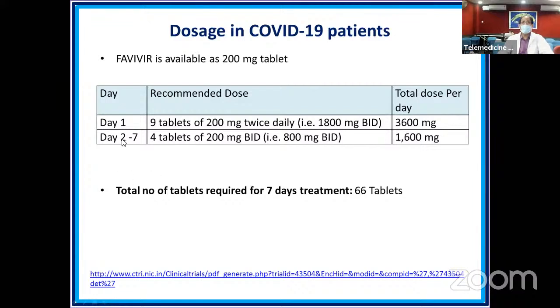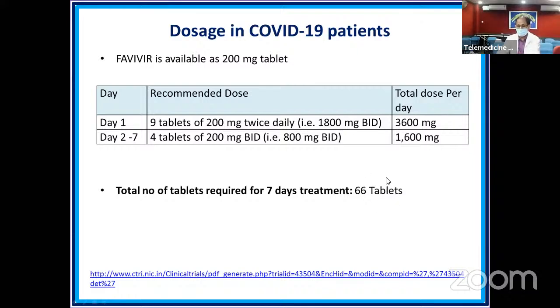And from day 2 to 7, 4 tablets BD, that is 800 milligram BD, that is 1600 milligram total per day, from day 2 to day 7. At times, if the patient is moderately or highly moderately sick, one can go for 14 days. So the total number of tablets required in 7 days is 66 tablets. Each tablet costs around 100 rupees. One can think of the burden of tablets.